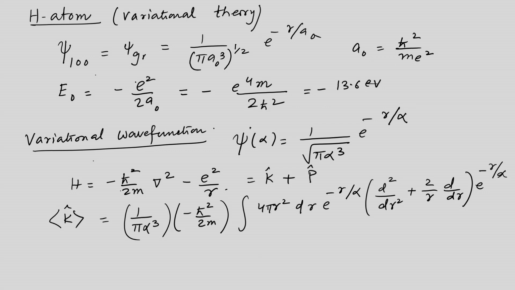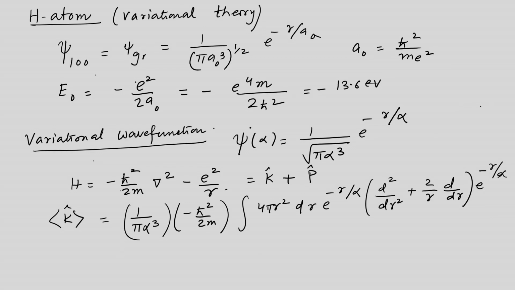And this can be integrated via a gamma function integral, which you should keep in mind. So, it looks like this: the integral of r to the power n exponential minus alpha r dr is equal to n factorial divided by alpha to the power n plus 1. So, when you do that, this gives you a result which is equal to h cross square by 2 m alpha square. So, that is the kinetic energy, and the potential energy is simply equal to minus e square over r.